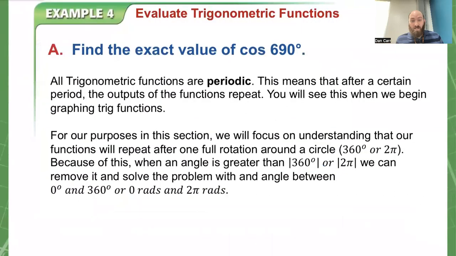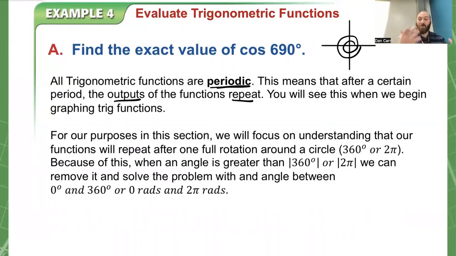Now, if we do something a little bit different, for example, like this one, find the exact value of cosine of 690. This is where things get a little bit trickier with the whole idea that it's periodic. All trigonometric functions are periodic. This means that after a certain period, the outputs repeat. It's that whole idea of the unit circle again. If I go around once, that's 360, another time is 720, and so on and so on.